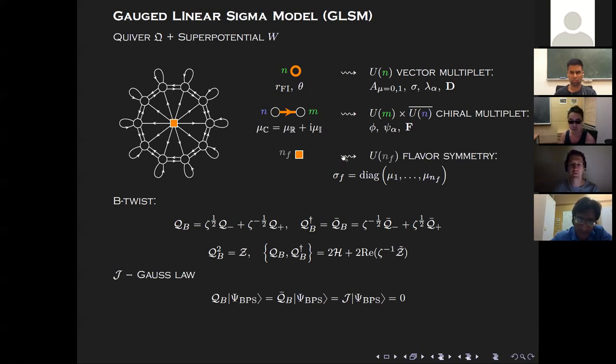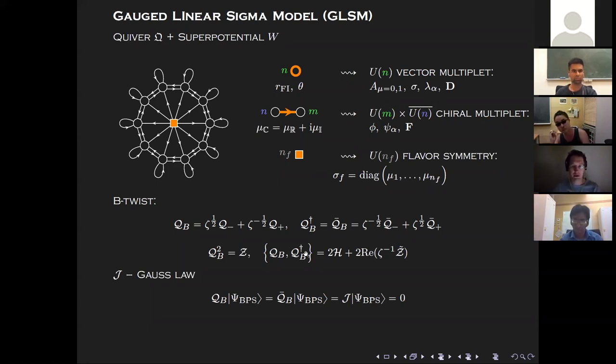All these fields come with additional parameters. In particular, to vector multiplets I assign also Fayet-Iliopoulos terms and topological angles, the two-dimensional topological angles, denoted theta. To chiral multiplets, I assign twisted masses, complex masses that can be divided into real and imaginary parts. And to define this additional layer of symmetries, I take the usual gauge degrees of freedom, freeze them, and to some scalar fields assign expectation values. And these expectation values are additional parameters.